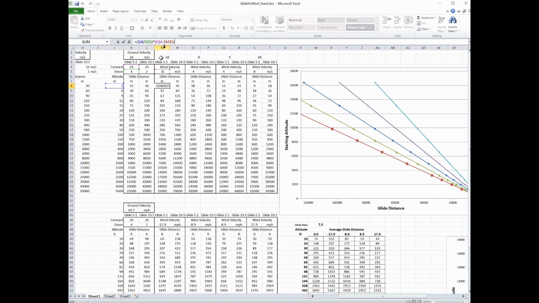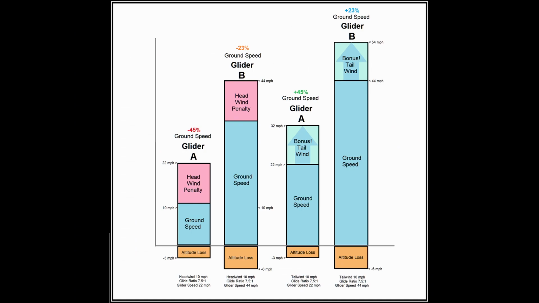So here we do that, our velocity minus a minus makes you go faster with the tailwind. And here's our final little chart to look at this bonus tailwind and how this bonus tailwind is helping the slower glider. I guess visually here it's kind of showing that.